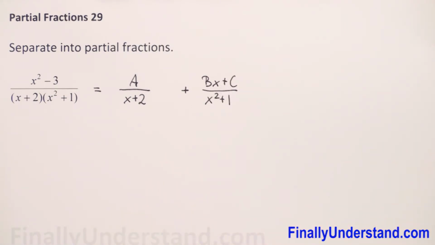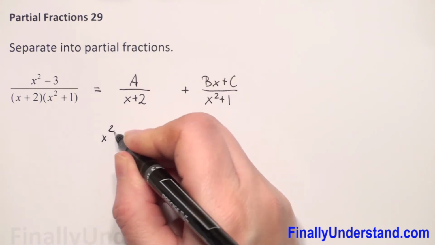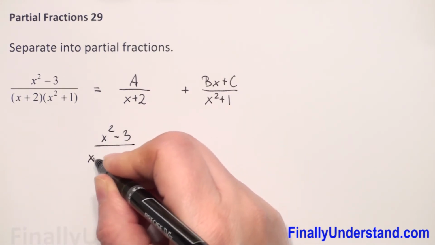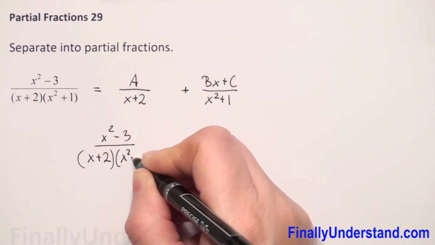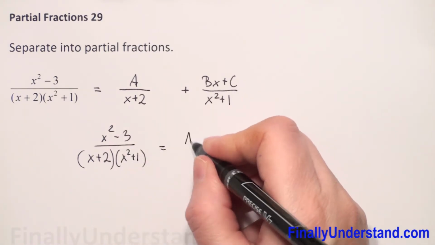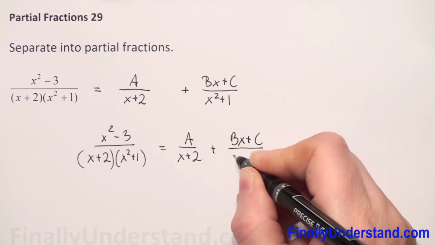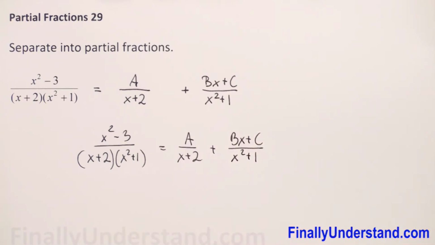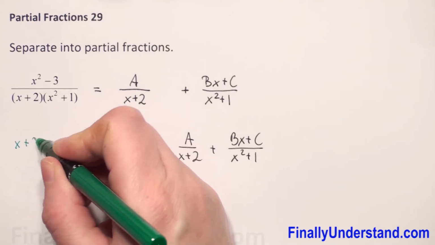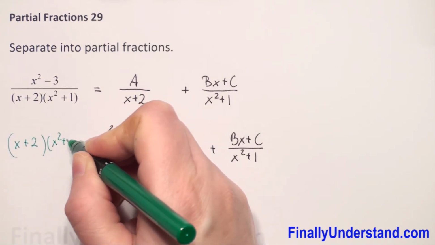And what next? We have to get rid of the denominators. So let me copy one more time our example. We have x squared minus 3 over x plus 2 times x squared plus 1. This is equal to a over x plus 2 plus bx plus c over x squared plus 1. Like I said, to get rid of denominators, we will multiply both sides of our equation by the lowest common denominator. What will be the lowest common denominator? It will be the denominator of our original fraction. So we multiply both sides by x plus 2 times x squared plus 1.